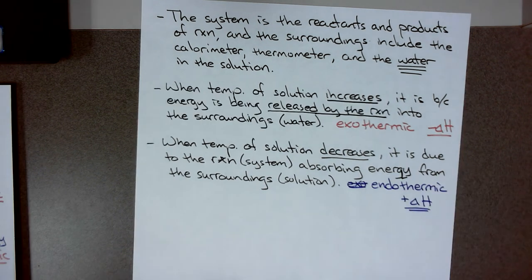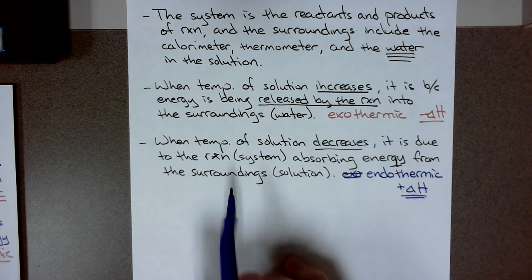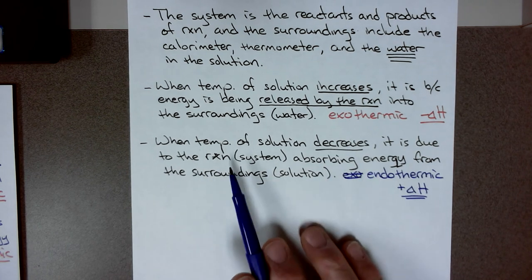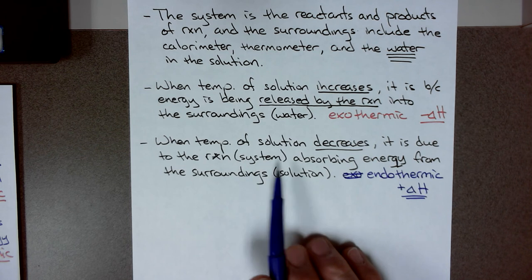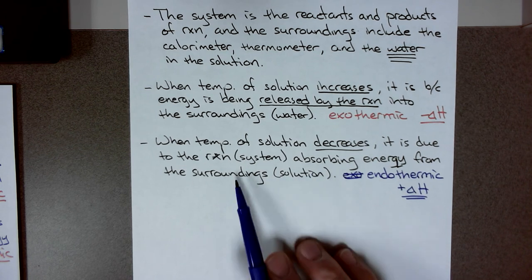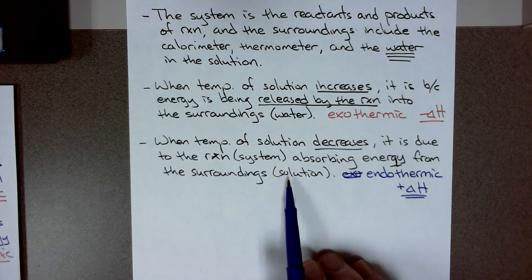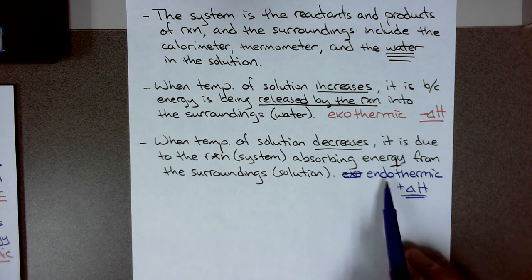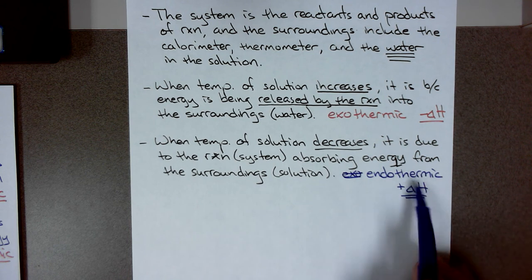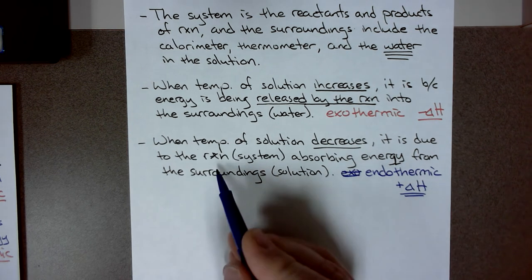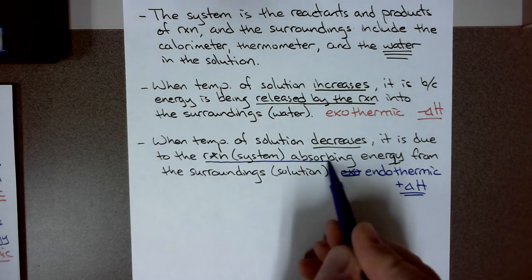Okay, so let me say that again because I kind of messed up. When the temperature of the solution decreases, it is due to the fact that the reaction, which is the system, is absorbing energy from the surroundings, which is the solution, really mostly water, and the water then goes down in temperature because it's losing energy. And we say that the reaction itself is endothermic because it is absorbing energy. So in this case, we're looking at the reaction absorbing the energy.